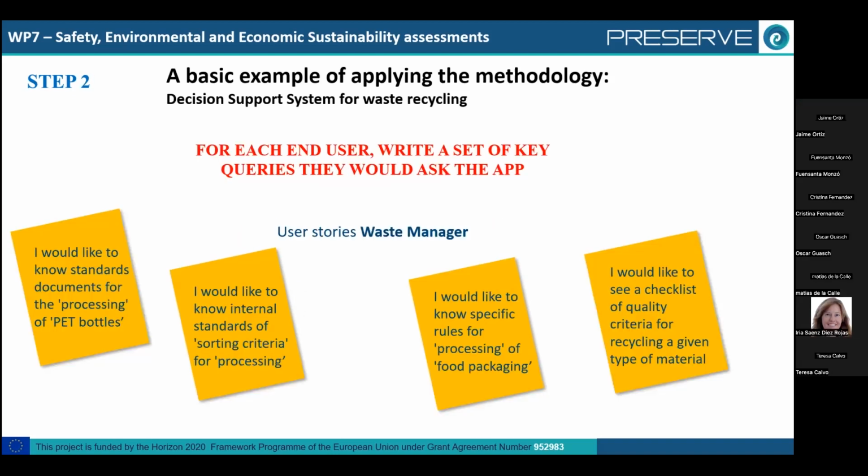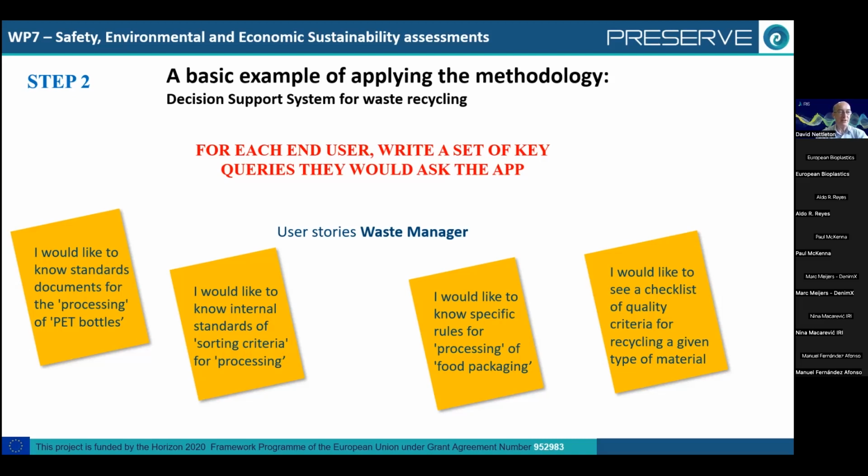We take the waste manager, and we write 4 little user stories of queries they would like to ask the app. So the waste manager, putting ourselves into the role of the waste manager. So there should be a partner who actually has this role. Yeah. So they can think directly of what they would like from the DSS in the context of the work package 7 scope. And so here, 4 user stories.